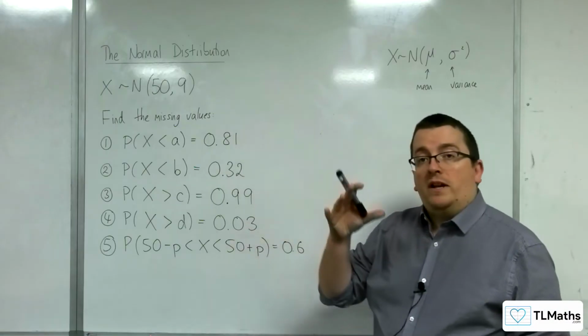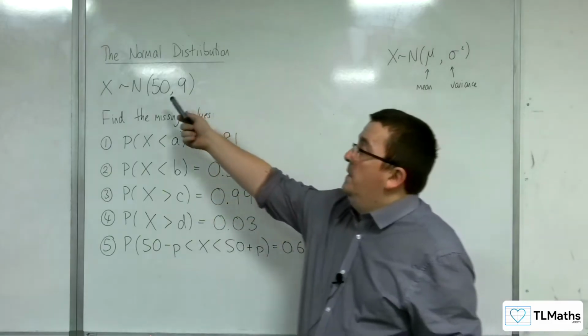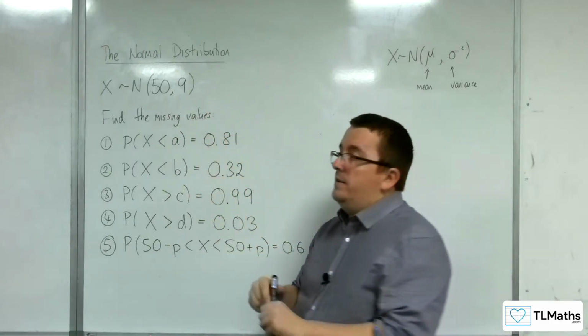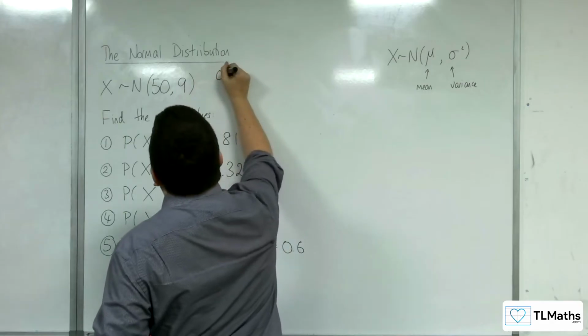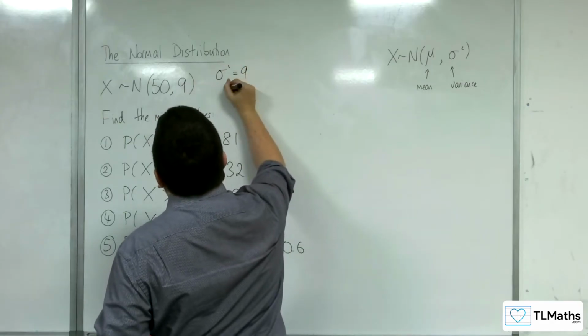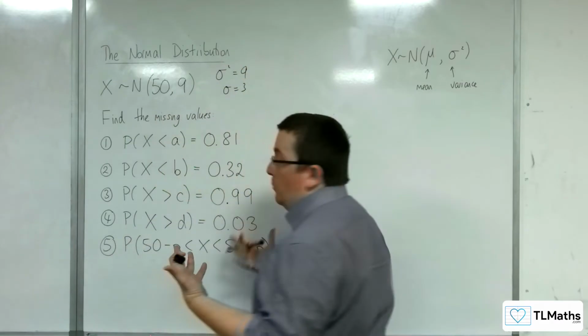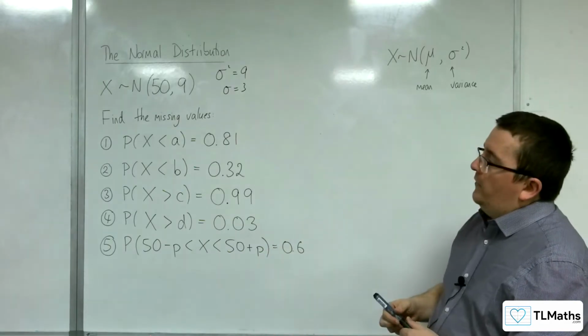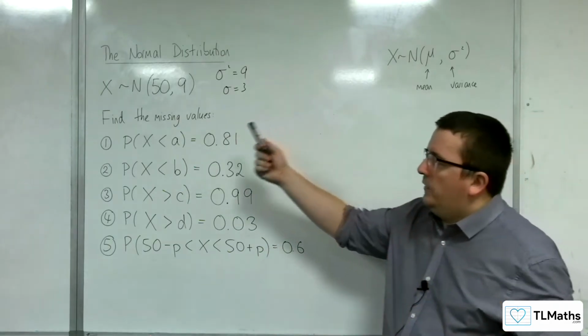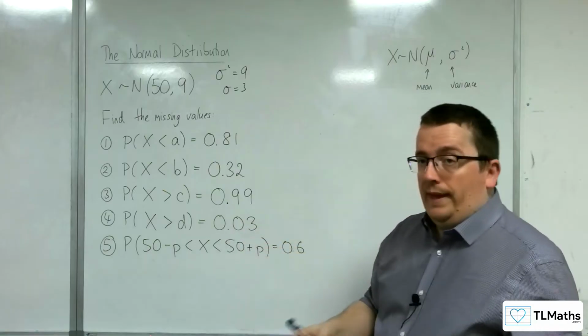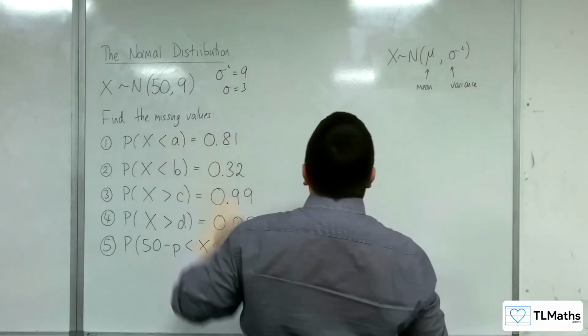For this video, we're going to be working with a normal distribution with a mean of 50 and a variance of 9. So if it's got a variance of 9, then that means that the standard deviation must be 3, the square root of 9. Okay, so we're going to need to find the missing values, A, B, C, D, and P. Okay, so we're going to look at number 1 first.